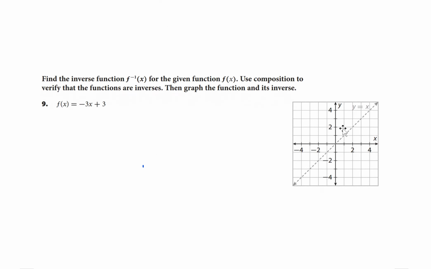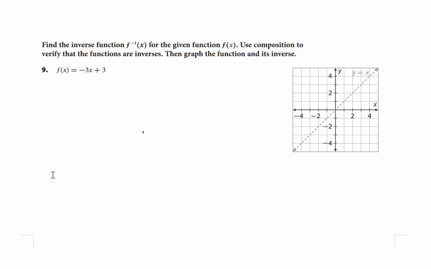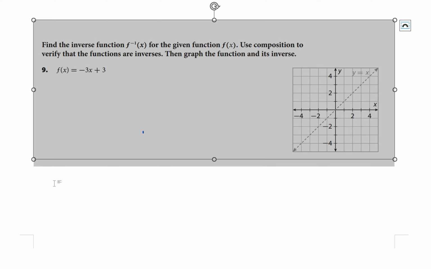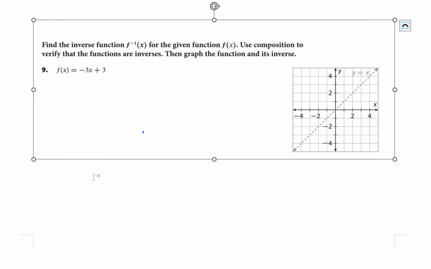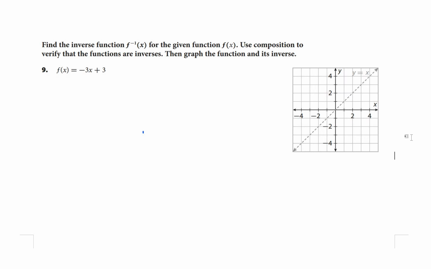And then the next one, number 9. Find the inverse function f inverse of x for the given function f(x). Use composition to verify that the functions are inverses. We did it today. So let me grab the function. How do I do this? Oh, hang on. Let me see. Okay.